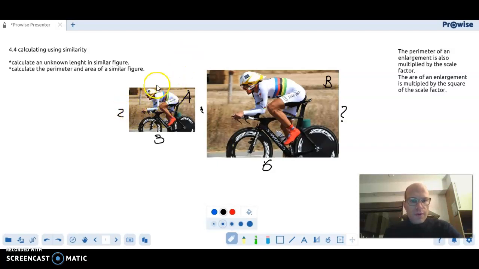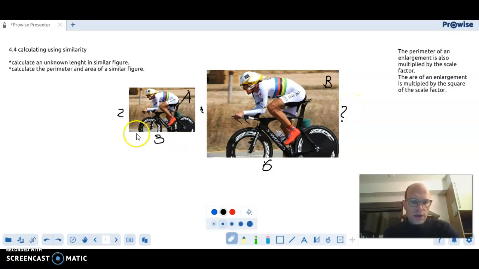Well, here we have a poster of Cancellara, which I enlarged. So B is an enlargement of A, so A is the original. And you can see the original is 2 by 3, and this side is 6. And what is this side? That is basically calculating the length in a similar figure.